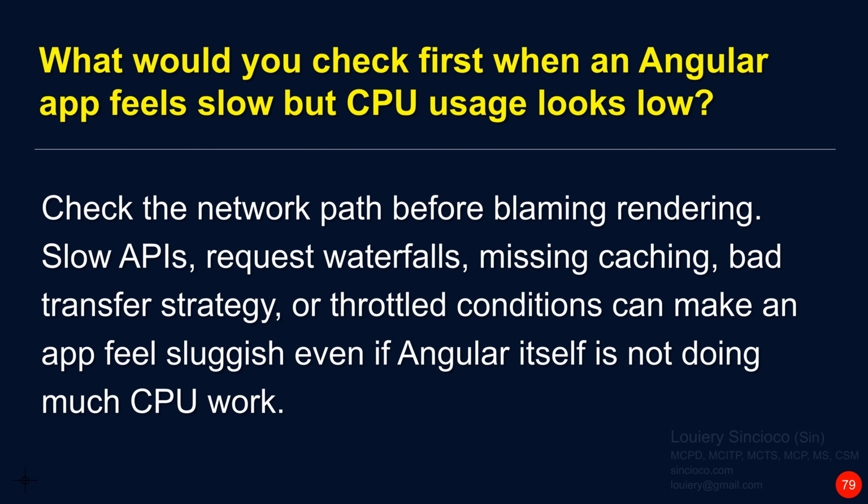What would you check first when an Angular app feels slow but CPU usage looks low? Check the network path before blaming rendering. Slow APIs, request waterfalls, missing caching, bad transfer strategy, or throttled conditions can make an app feel sluggish even if Angular itself is not doing much CPU work.